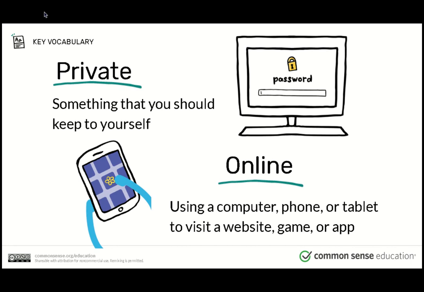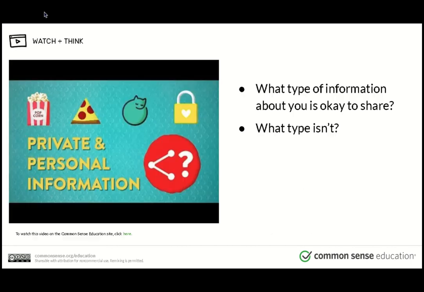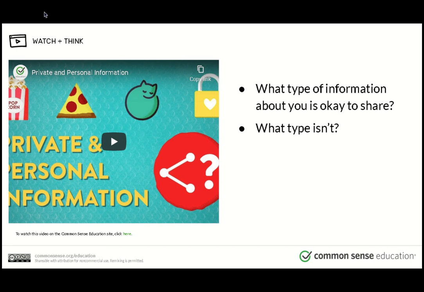When I say online, I mean using a computer, a phone, or a tablet to visit a website, play a game, or use an app like social media apps. To learn a little bit about the difference between private and personal information, we're going to watch a video. As you're watching the video, I want you to think about what type of information about you is okay to share online and what type of information isn't okay to share online.